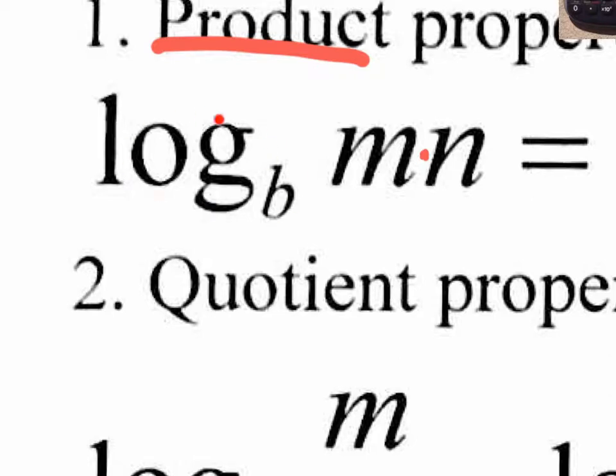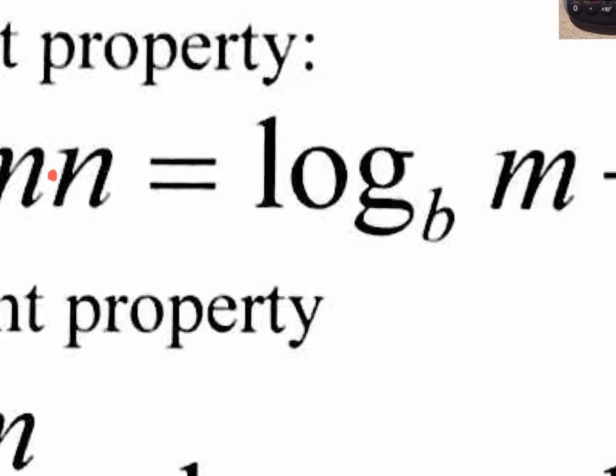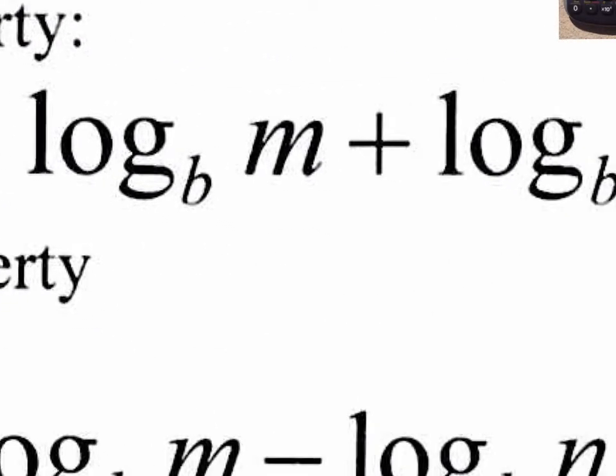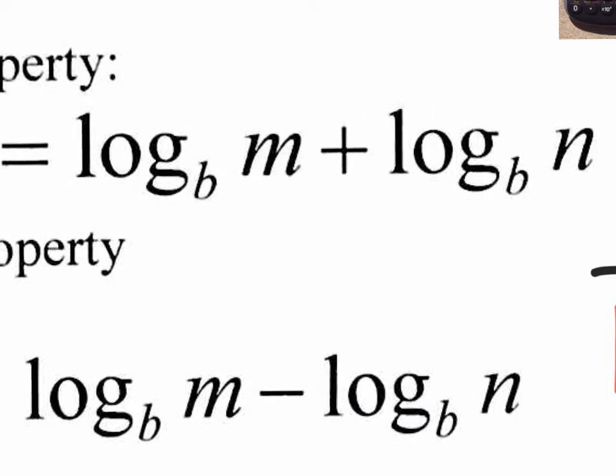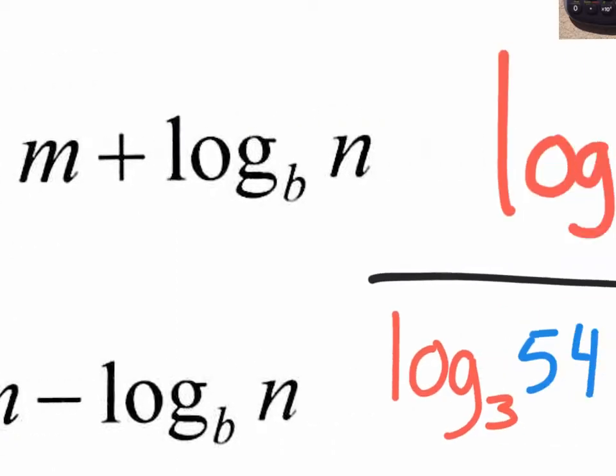Okay, so once again, log base b of m times n could become log base b of m plus log base b of n. Or you could go backwards. If you have two logarithms with the same base and with an addition between them, you could simply put both of them together as one single logarithm and multiply the m times n. Okay, now I know it's kind of confusing when you look at it with letters. Let's look at an actual example.